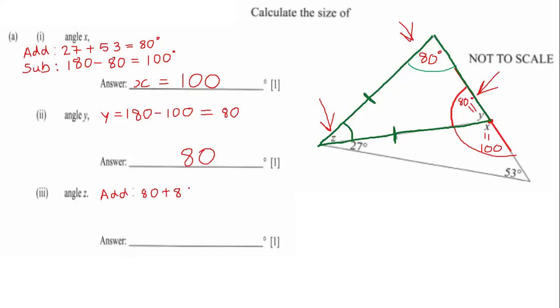Very good. So we already know that angles in a triangle add up to 180 degrees. I already have two of the angles, I should say. So we just need to figure out the last one. So we say 80 plus 80, which gives us 160.